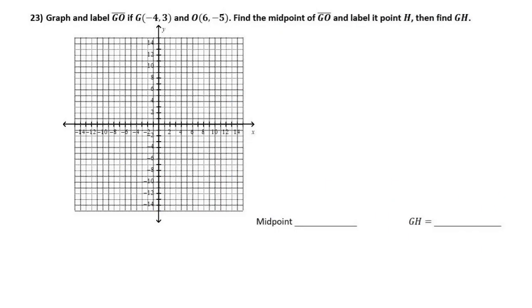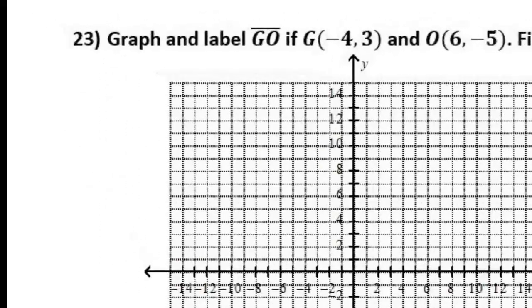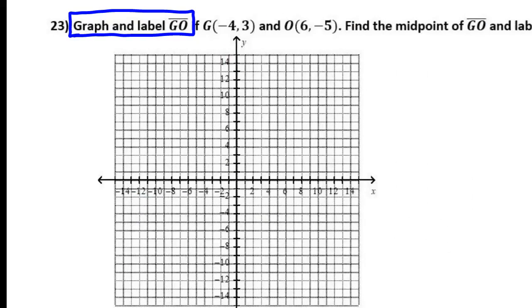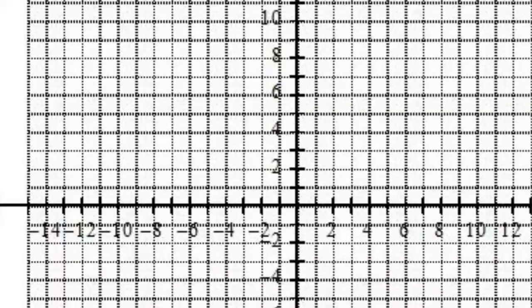Number 23 actually has a lot of similarities with the problem that we just did, because we're going to find length and we're going to find midpoint again. Directions start off with graph and label segment GO. And then it gives us points G and O. G is at -4, 3. So from the origin, I go left 4 and up 3 and plot my point. Please don't forget to label it. It's not enough to just put the dot. You have to label it as well.